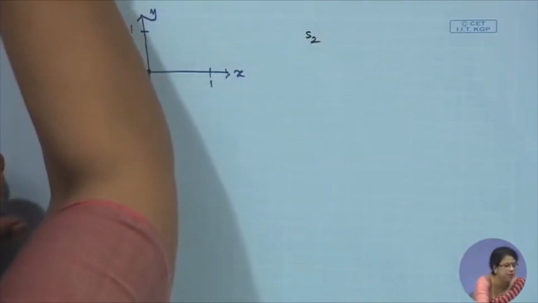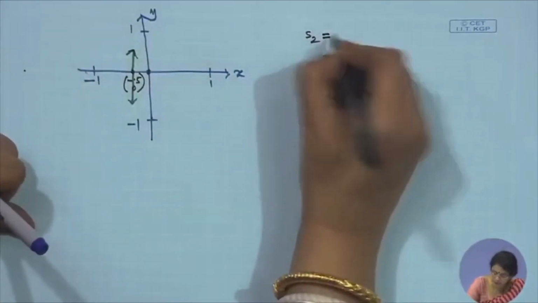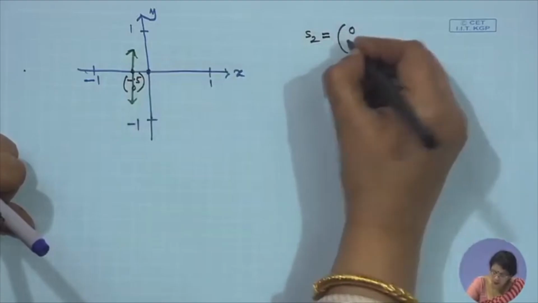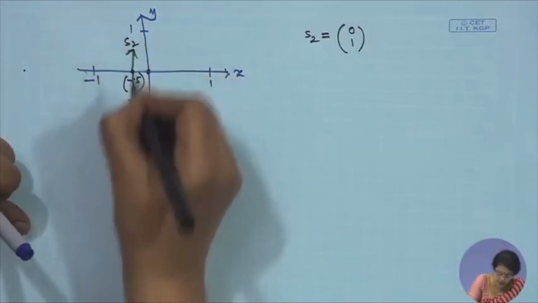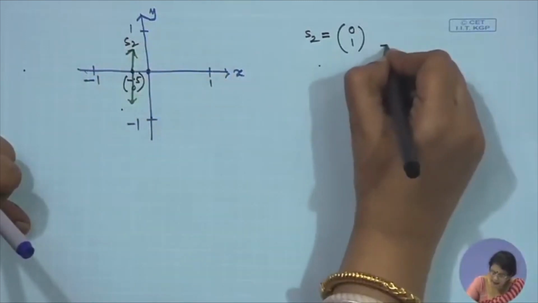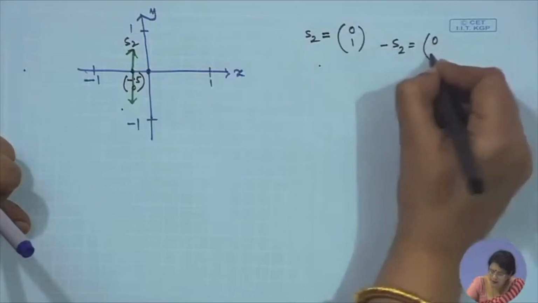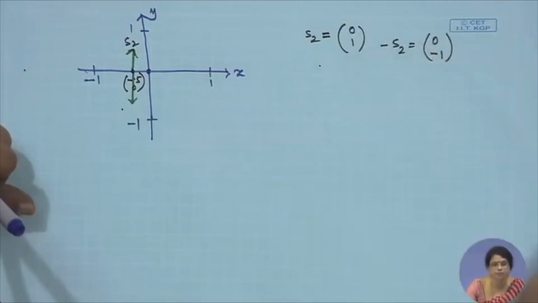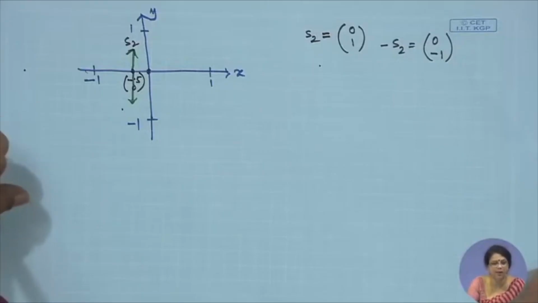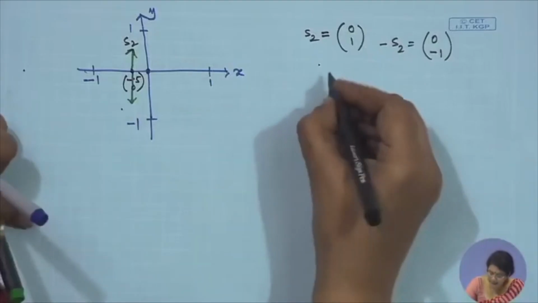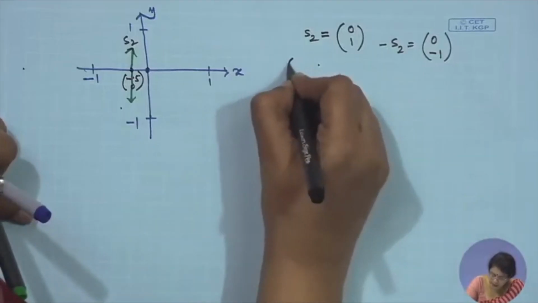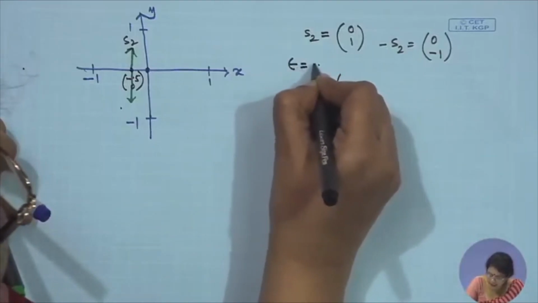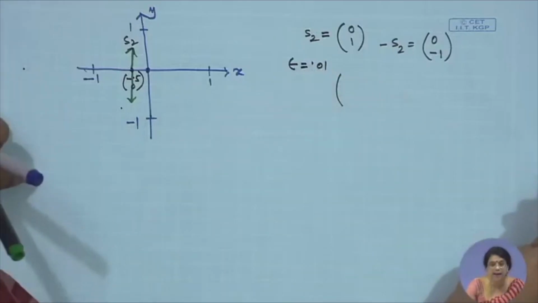My search direction would be 0, 1. This is the S2, and if I move the reverse way, then it would be 0, minus 1. Let me see again whether the functional value is increasing or decreasing. We could see that if I move in this direction with a small probe length, epsilon is equal to 0.01 again.